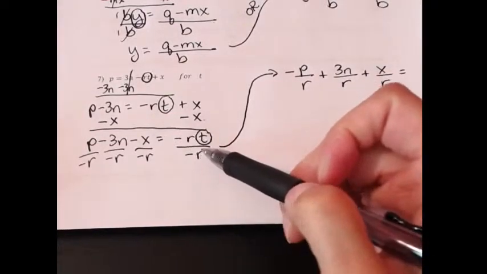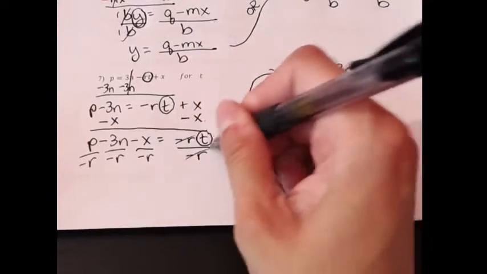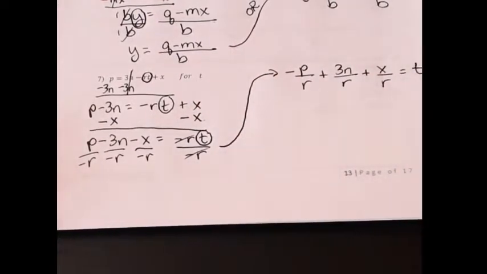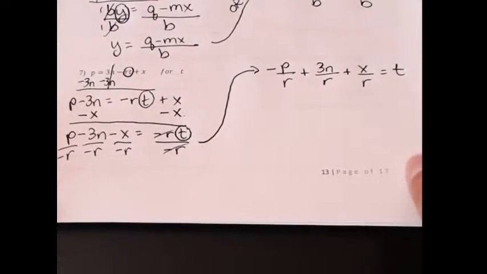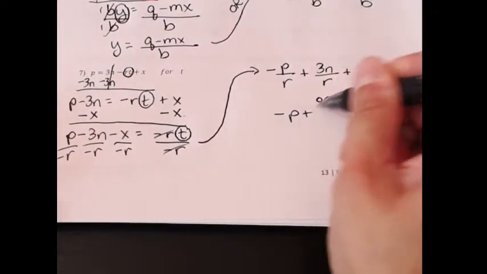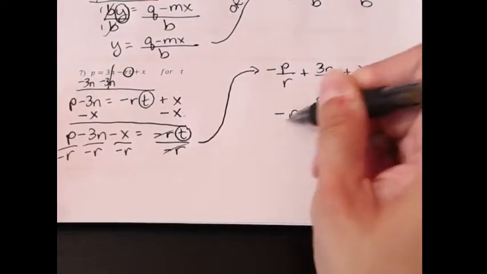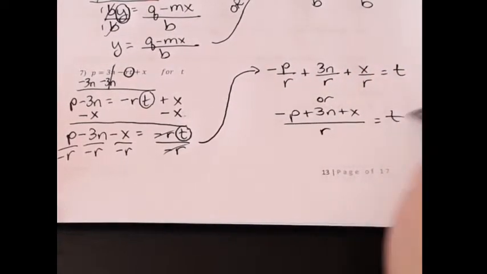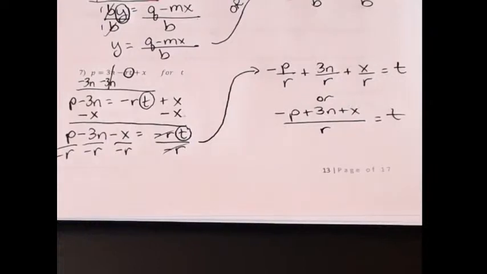And then negative r divided by negative r, well, these cancel, leaving us with 1. So 1 times t is simply t. And your final answer looks something like this. If you wanted to write it as one fraction, it could have been negative p plus 3n plus x all over r is equal to t. That will also be sufficient.